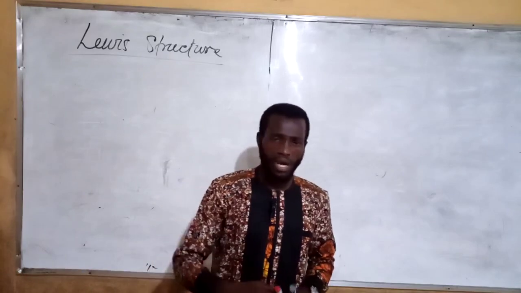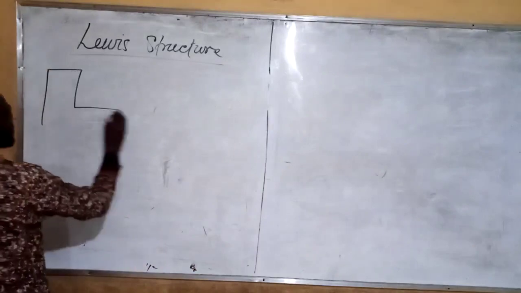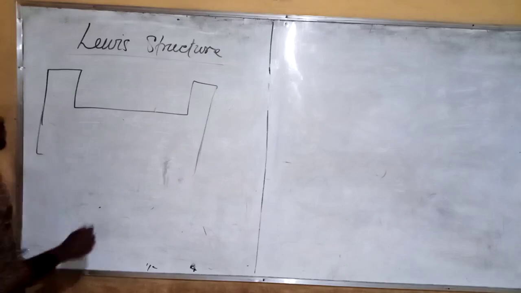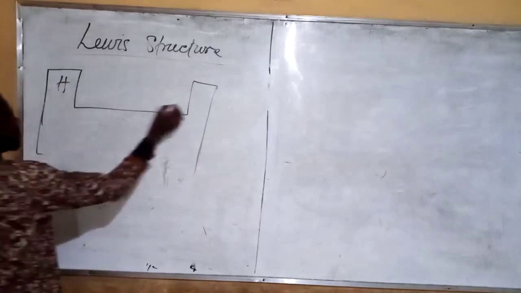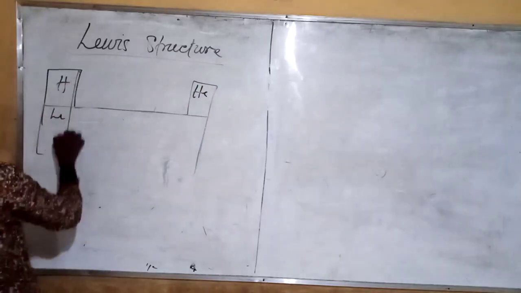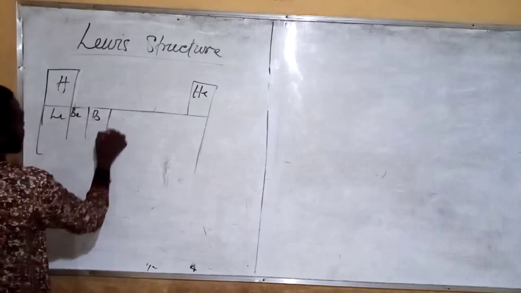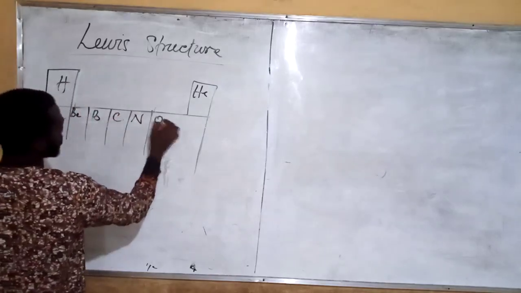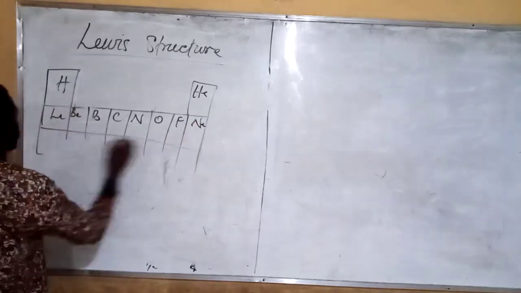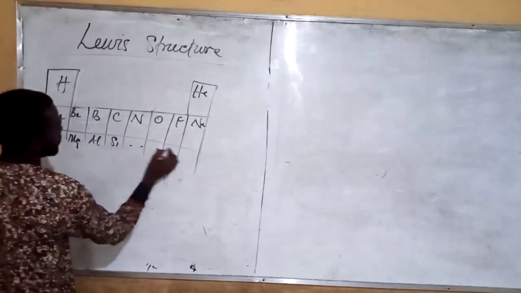So recall your first 20 elements. For example, on the periodic table, we have hydrogen here, helium here, and then lithium, beryllium, boron, carbon, nitrogen, oxygen, fluorine, neon, sodium, magnesium, aluminium, silicon, and so on.